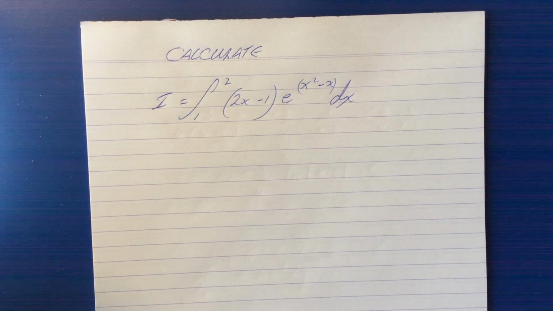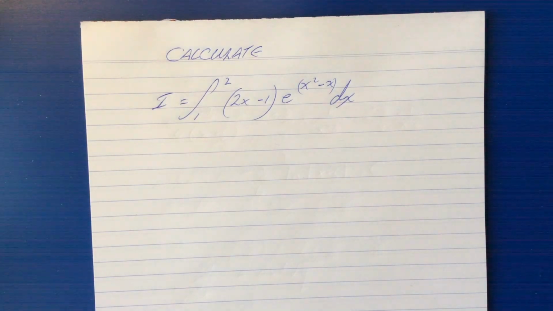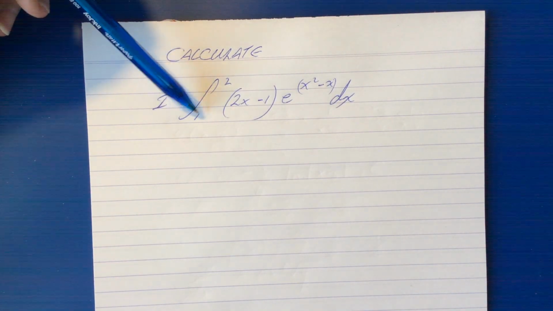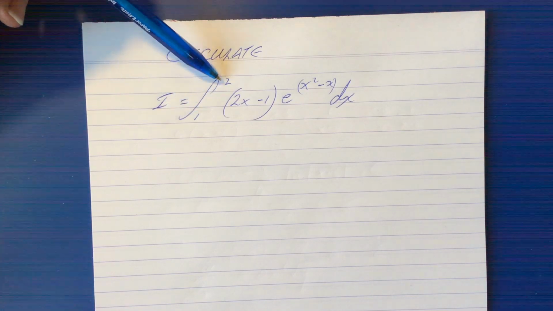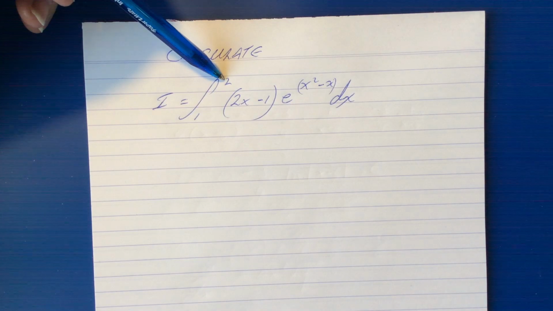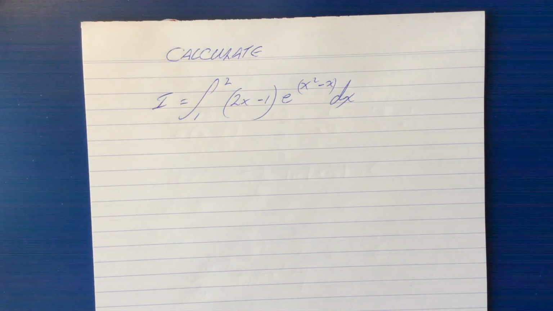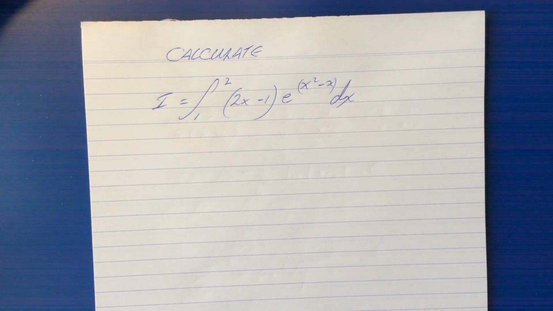We've been asked to calculate a definite integral. The giveaway that it's a definite integral is the presence of these two numbers here. Now, sometimes it won't be numbers as you know them. If you've got a trig function that you're trying to integrate, it may be something in terms of pi, etc. Anyway, let's have a look at this.